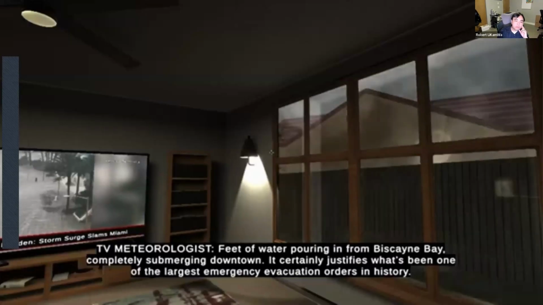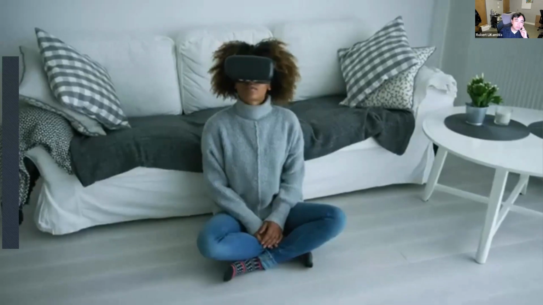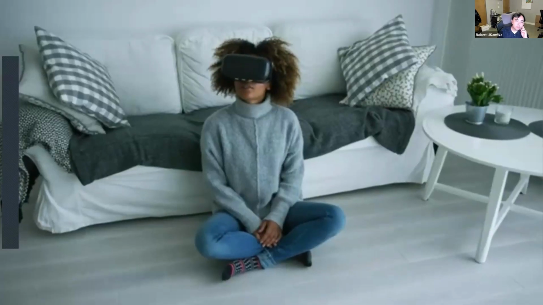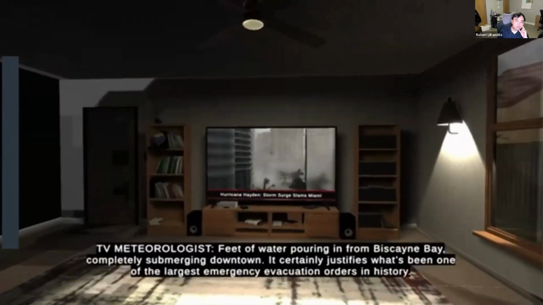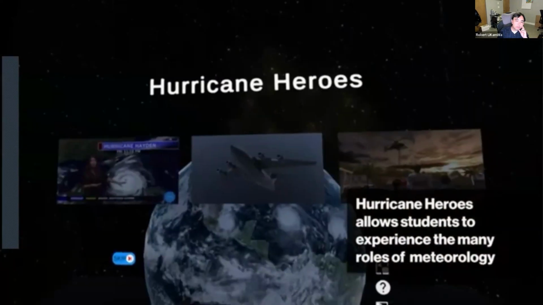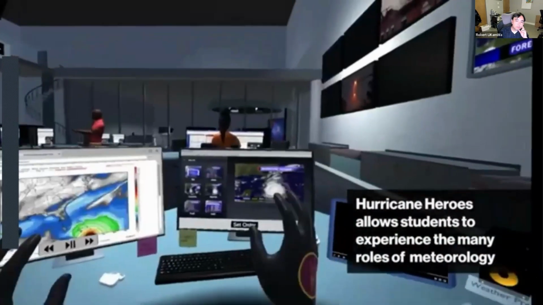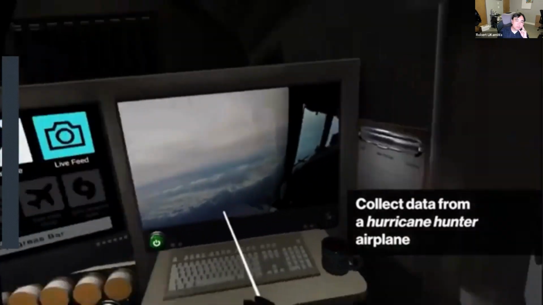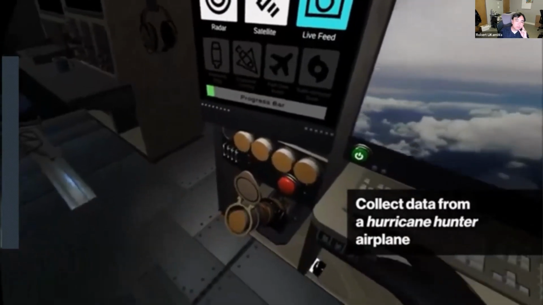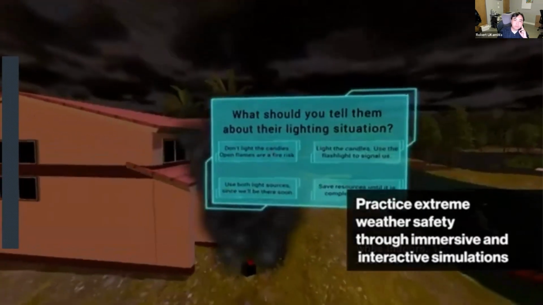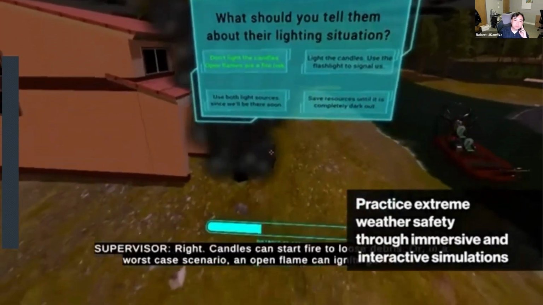Storm pouring in from Biscayne Bay, completely submerging downtown. It certainly justifies what's been one of the largest emergency evacuation orders in history. Simulating the intensity and urgency of a coastal hurricane, Hurricane Heroes allows students to experience the many roles of meteorology. Collect data from a Hurricane Hunter airplane, and practice extreme weather safety through immersive and interactive simulations.